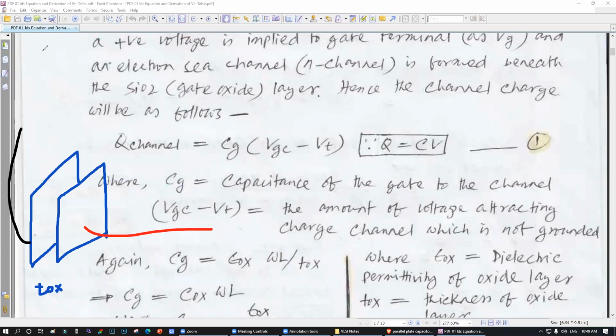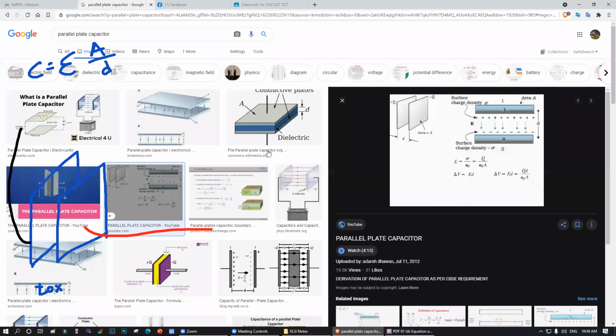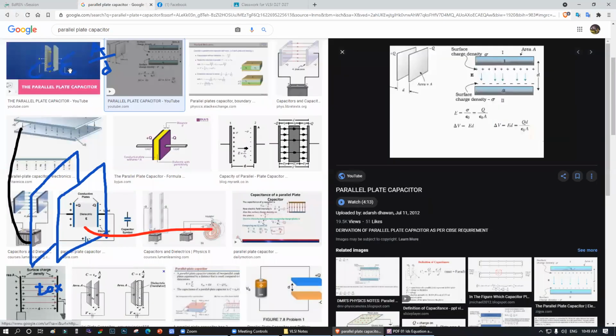So originally the equation was C is equal to epsilon A by D. This was the formula that we have seen somewhere. In physics, for the parallel plate capacitor. Epsilon A divided by D. Here it is the exact same thing. C is equal to epsilon A divided by D.